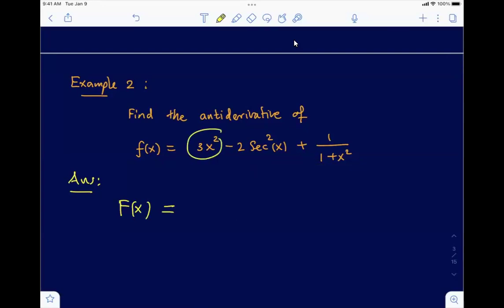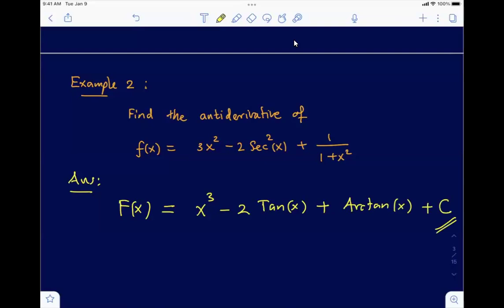So this is easy. 3x squared would be a result of x cubed. Minus 2 times secant squared is coming from tangent. So when you differentiate tangent x, you get secant squared. And then 1 over 1 plus x squared is none other than arctan x. And then don't forget plus c, which is our arbitrary constant of the computation. So do you see, when you're fluent with derivative computations, these computations are going to be essentially simple. However, soon enough we will define a bunch of formulas for indefinite integrals.